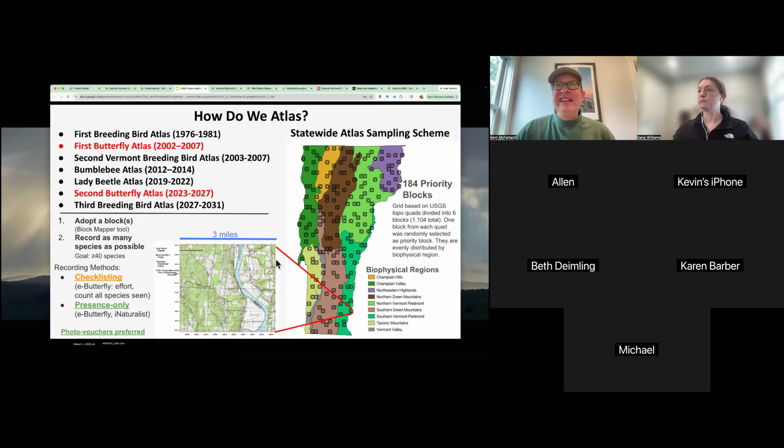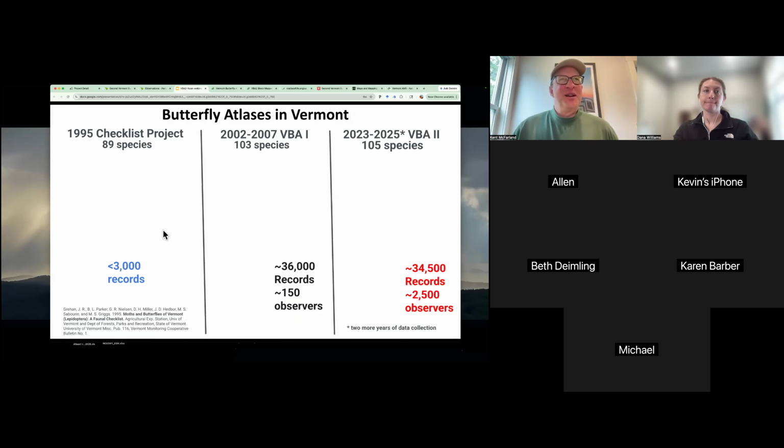But we really need to get these 184 blocks done. And by done, like I said, towards 40 species. I'm just reiterating that here to make sure everybody's on the same page.